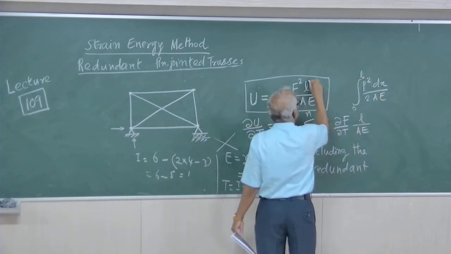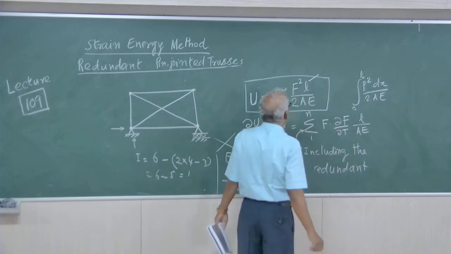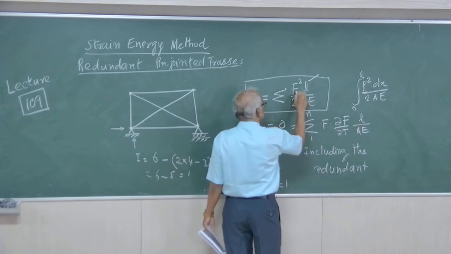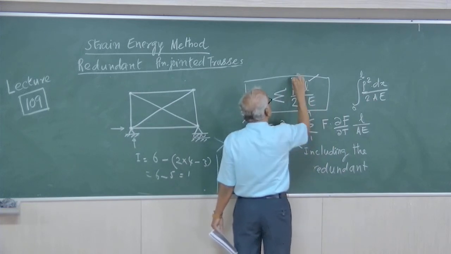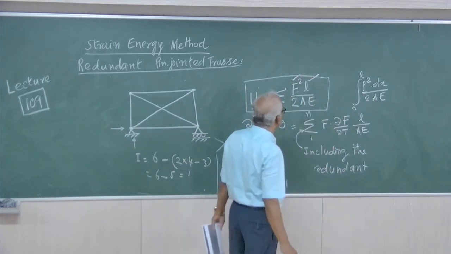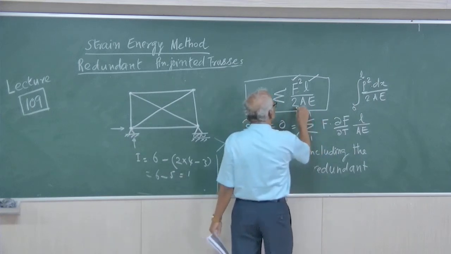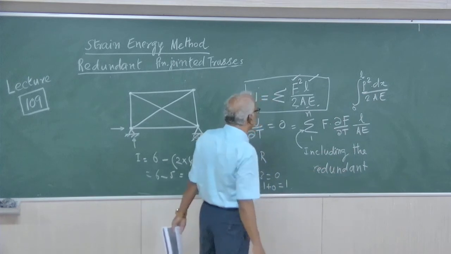Therefore this has become L. And in the place of P we have used F. You can use P also. If you know that this is axial force, that will be enough. P square L, that is integrated over the length, and 2AE. This is what we already know.